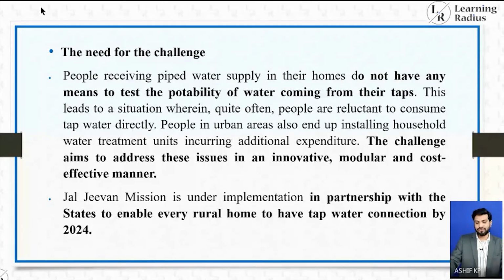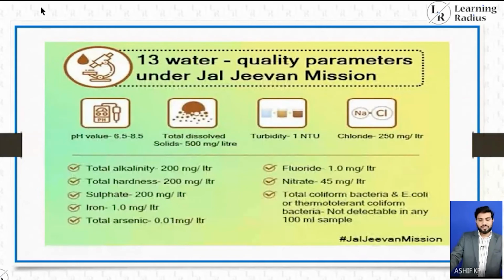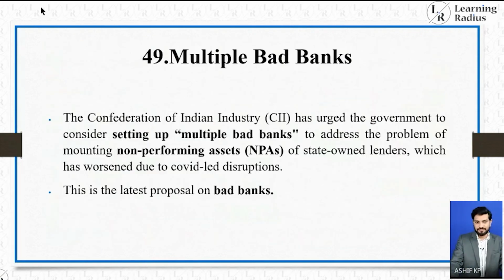connection by 2024. So this is the poster related to Jal Jeevan Mission: 13 water quality parameters under Jal Jeevan Mission, total alkalinity, total hardness, sulfate, iron, total arsenic, fluoride, nitrate, and total coliform bacteria and E. coli or thermotolerant coliform bacteria not detectable in any 100 ml sample. So that is pH value, total dissolved solids, turbidity, and chloride, everything as it is mentioned. And the significant point is Jal Jeevan Mission and the quality parameters under Jal Jeevan Mission.